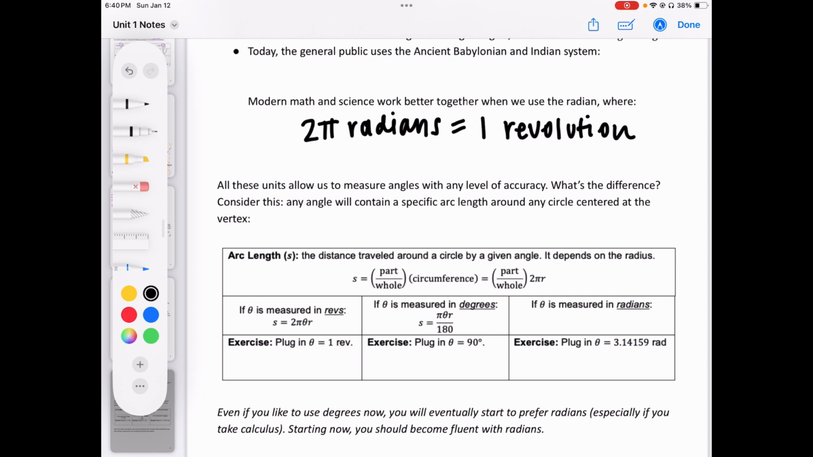So let's start with arc length. Arc length, which is labeled as S, is the distance traveled around a circle by a given angle. It is completely dependent on the radius. If you have the part over the whole times the circumference, that is going to represent S, your arc length. The circumference of a circle is 2 pi r. We've definitely seen that before.